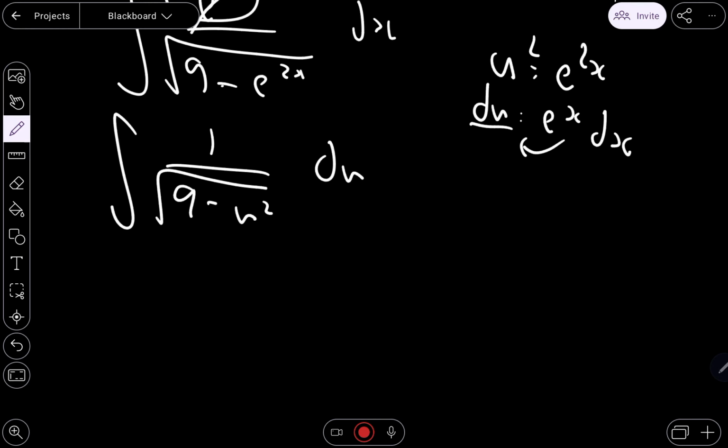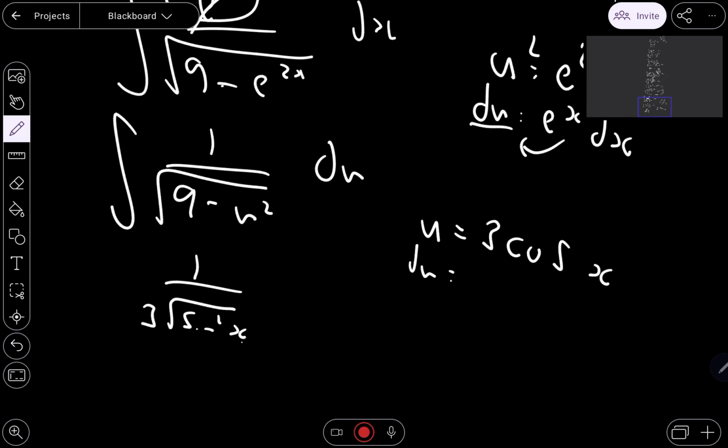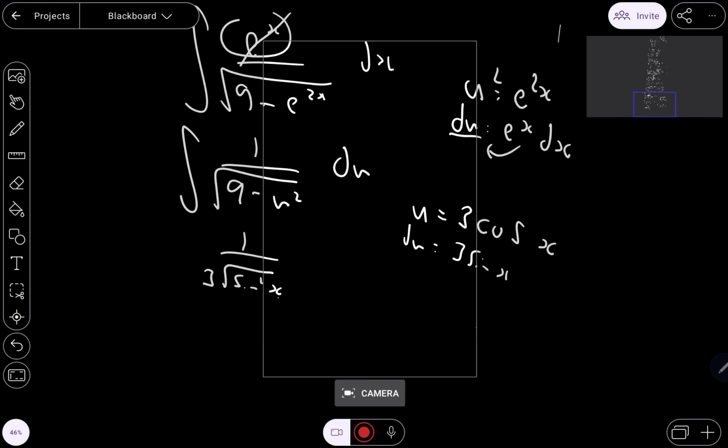For example, if I say that u equals 3 cos x, then u squared is 9 cos squared, and then we'd end up with a 1 over 3 into root sine squared of x. And then, of course, du is 3 sine x dx.